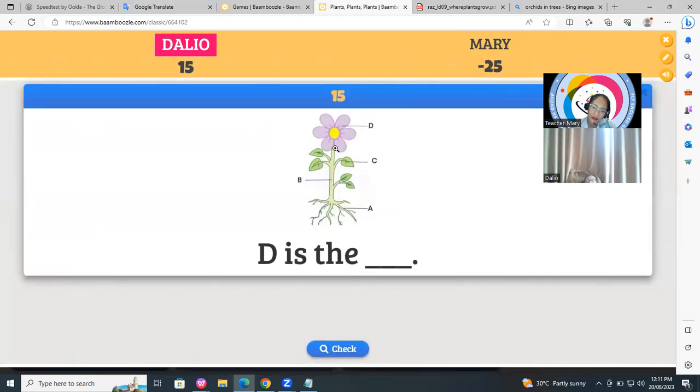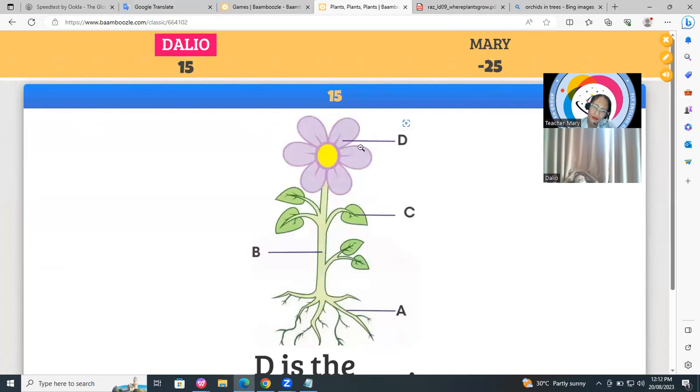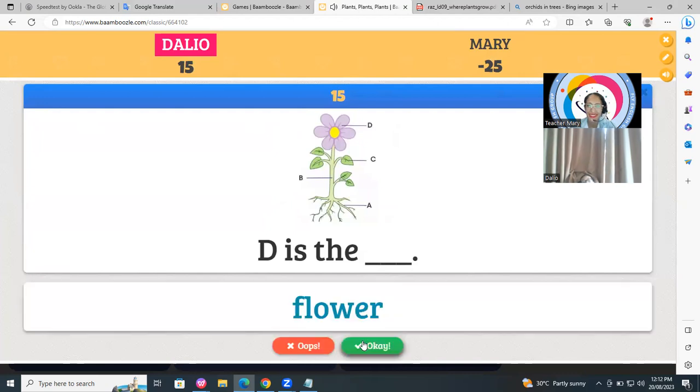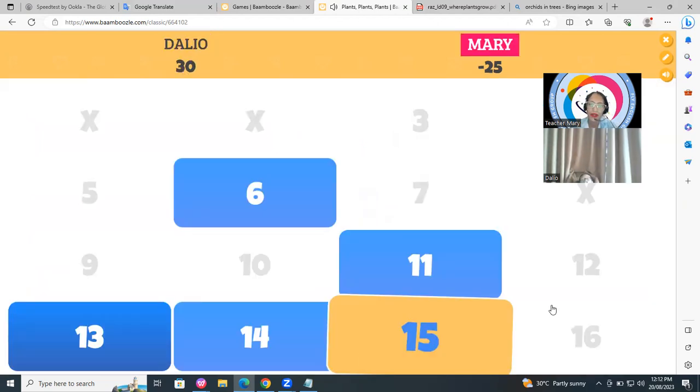Number five. D is the what? What is D? I don't know. What is this? It's a flower. Okay, your answer is flower. Very good.